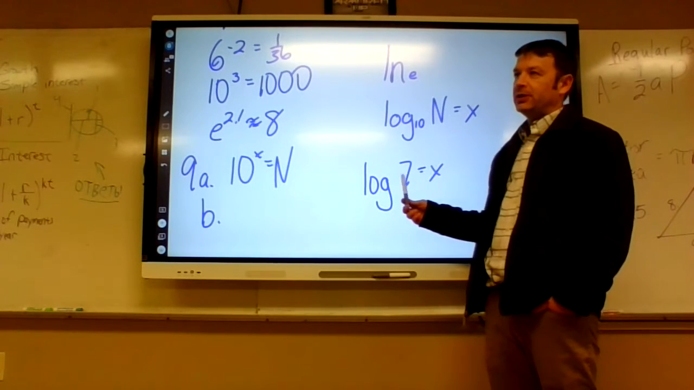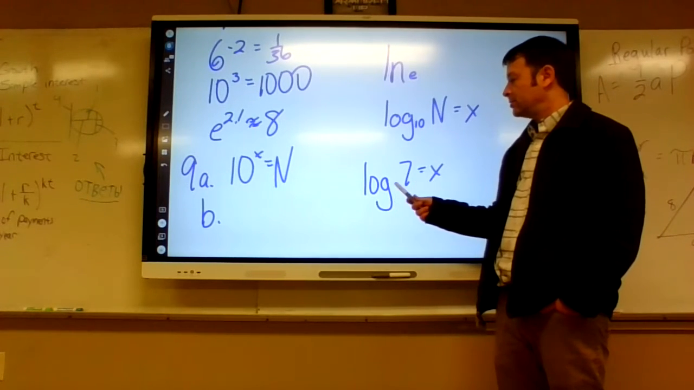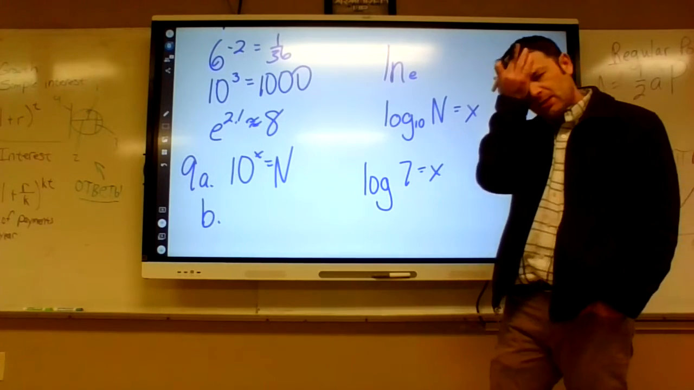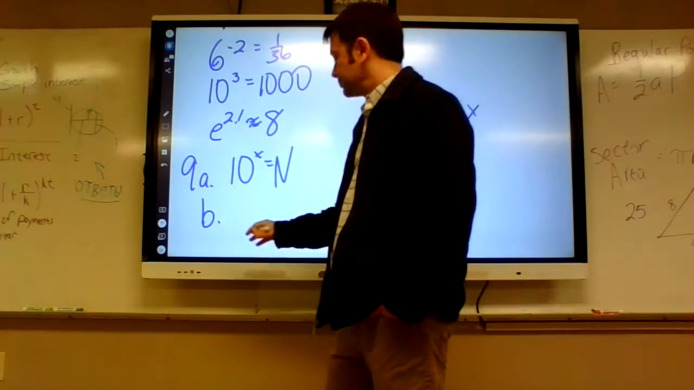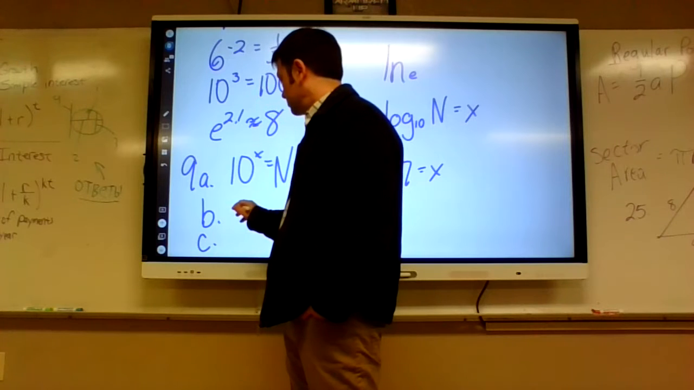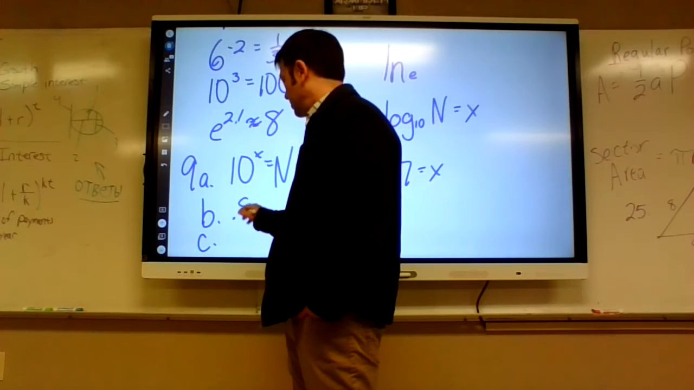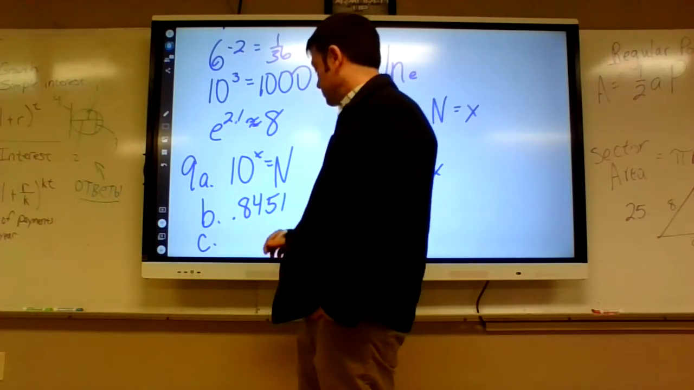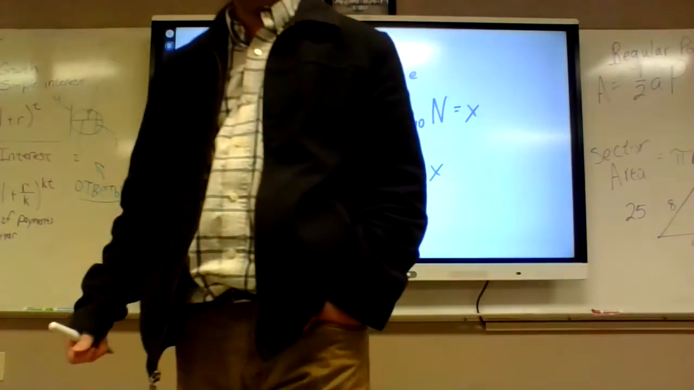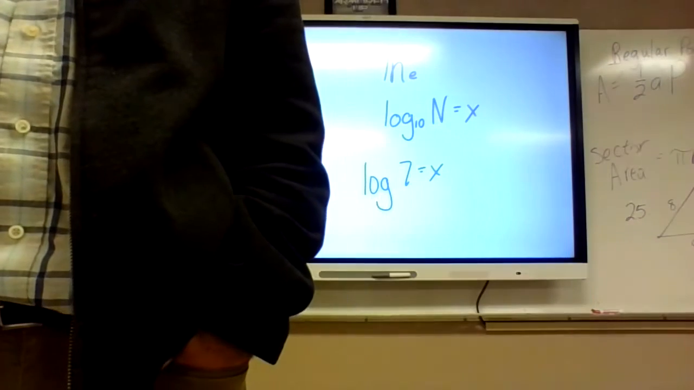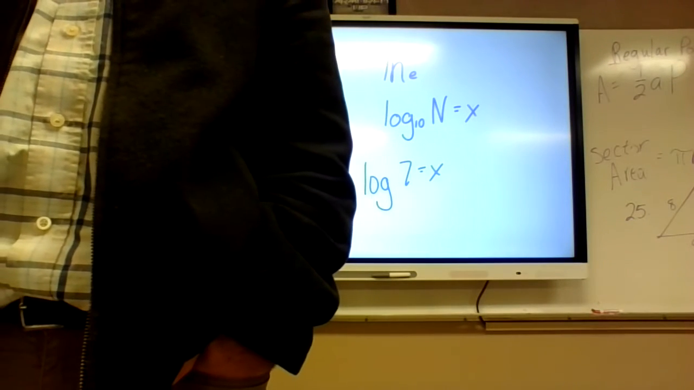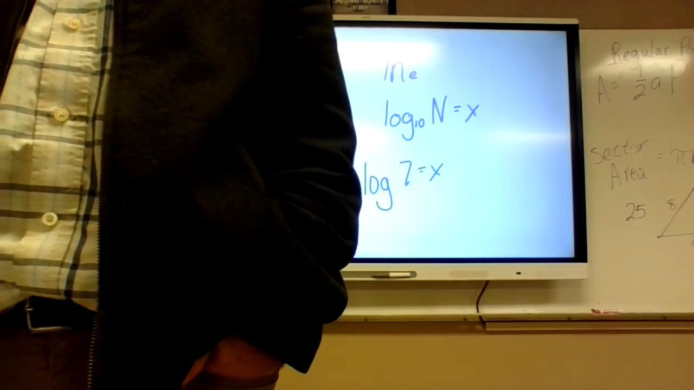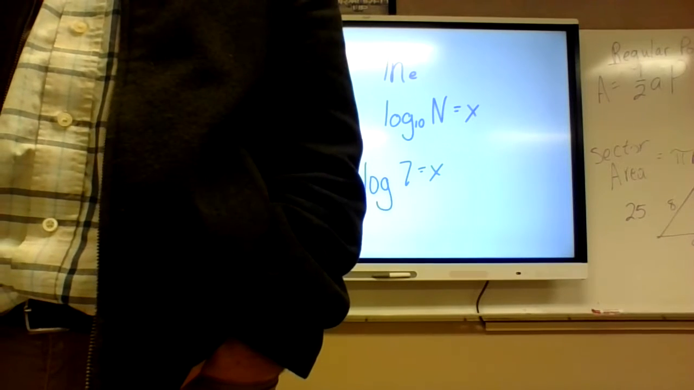Let's try to find that in the calculator. Common log of 7 for B. Let's go like 4 decimal places. I gotta find my log button. It should usually say log, above the E button, I think, but maybe not.